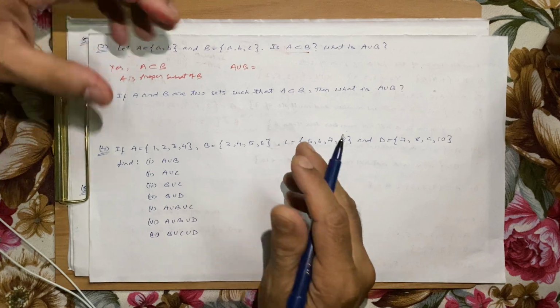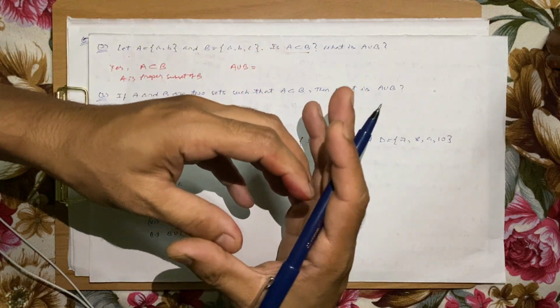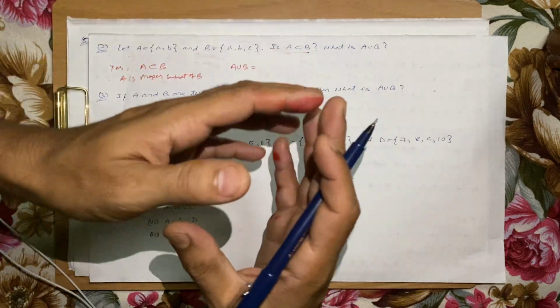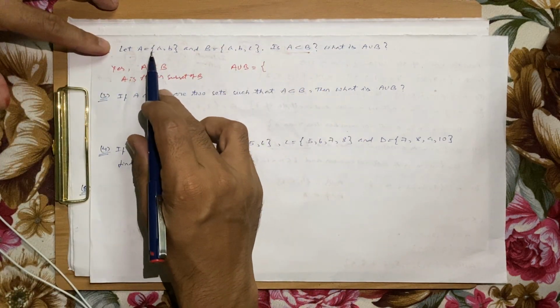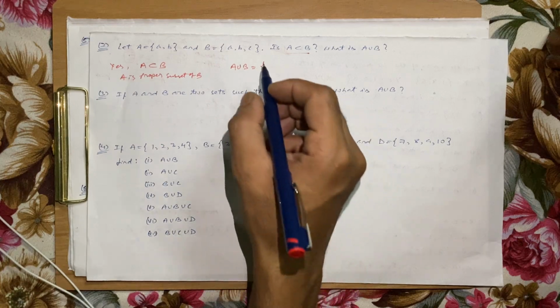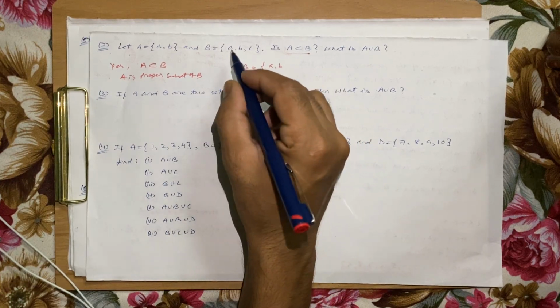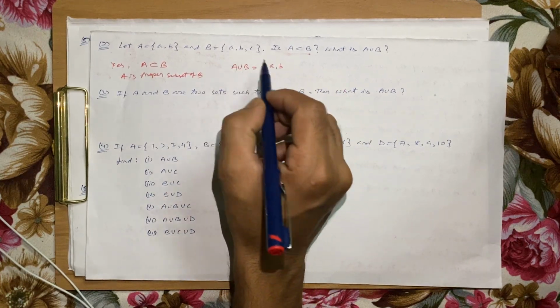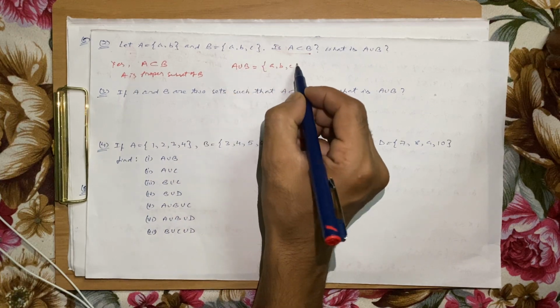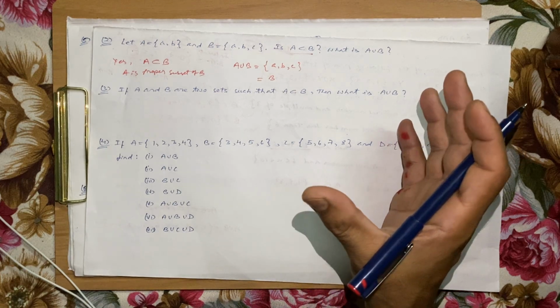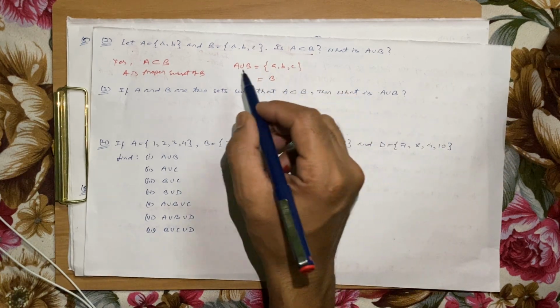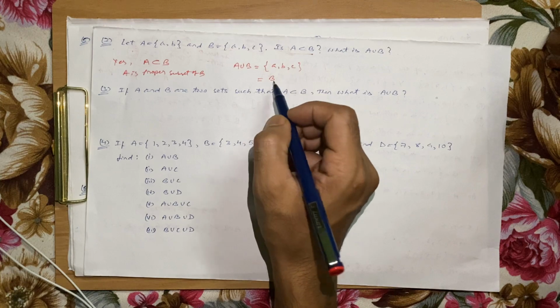Now all the elements that the set A has are present in the set B, and B has something extra. So A union B will simply be B. Or you can simply write all the elements of A first: A, B. And then the elements of B: I have A, I have B, and C. Now see, this is the set B itself, right? So that is a bigger set. Since A is a subset of B, the union will simply be the bigger set.